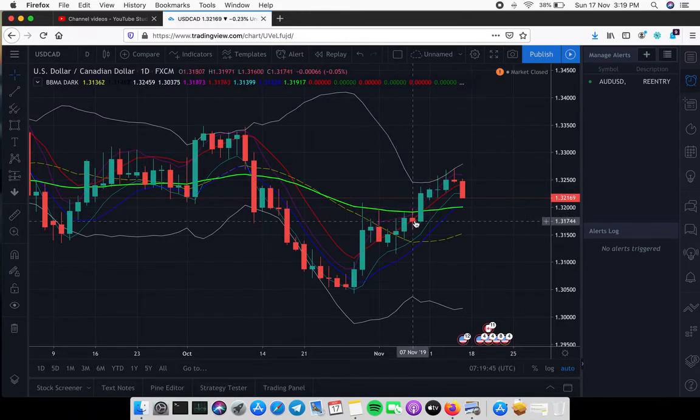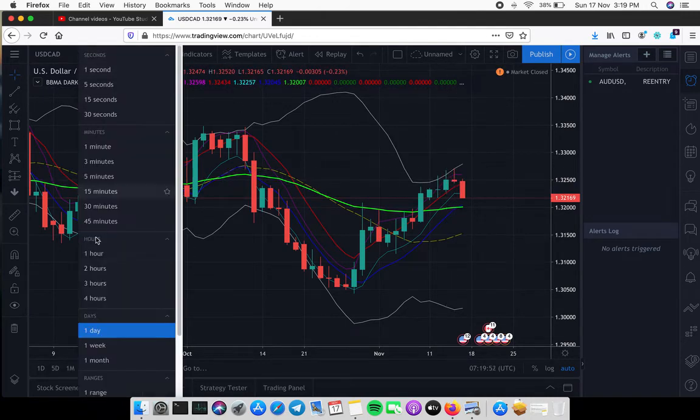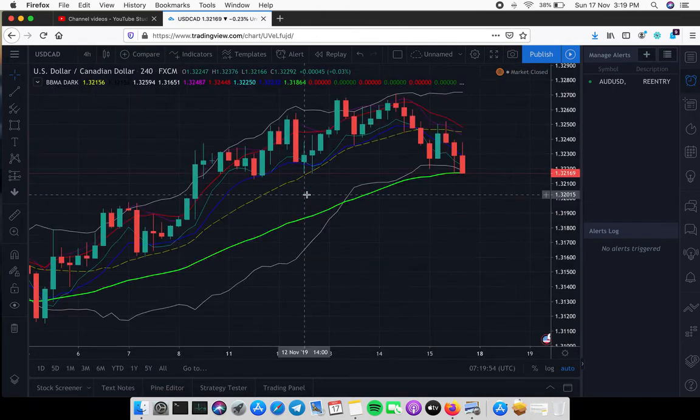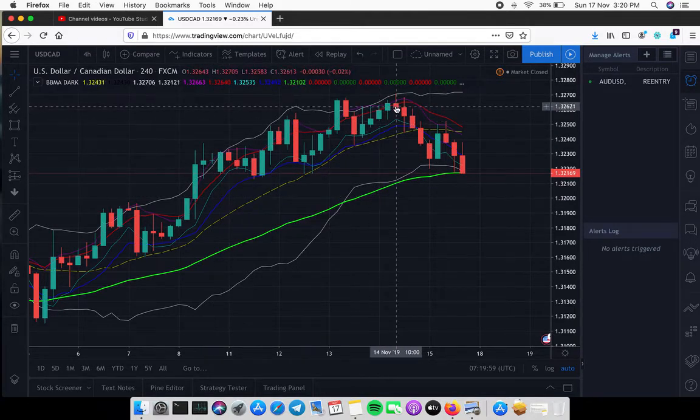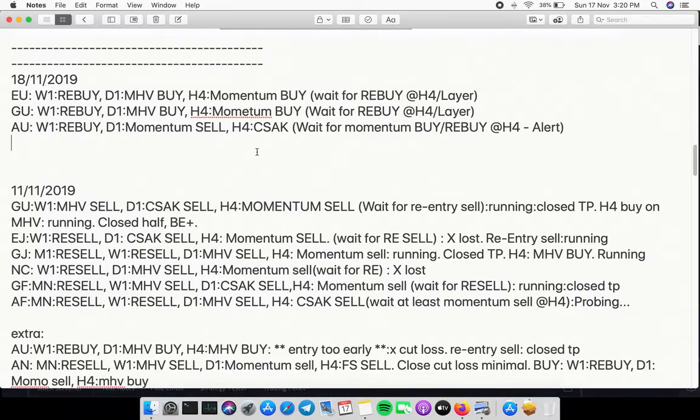Okay, price goes up, not closing above top BB. H4. So even in H4, right, you can see price start to close inside BB and it making a CSAK sell. It's very beautiful. You go down, you come out, do a re-entry sell, then you see a momentum sell. This is a very beautiful setup. So definitely we want to participate in USD CAD next week.